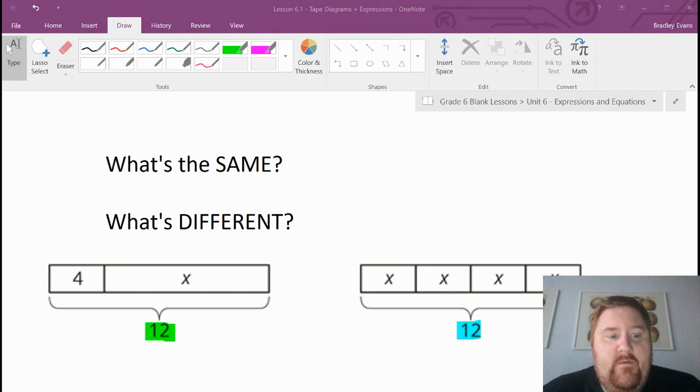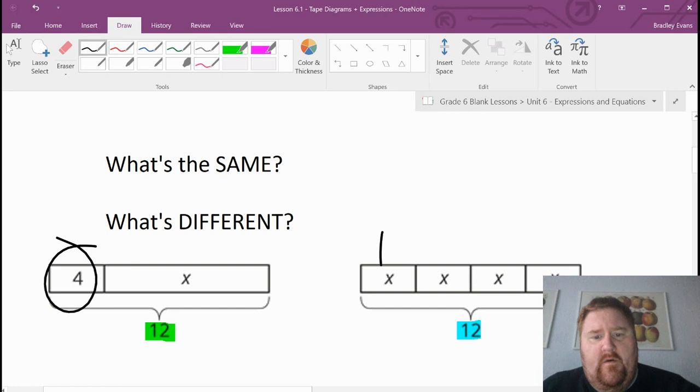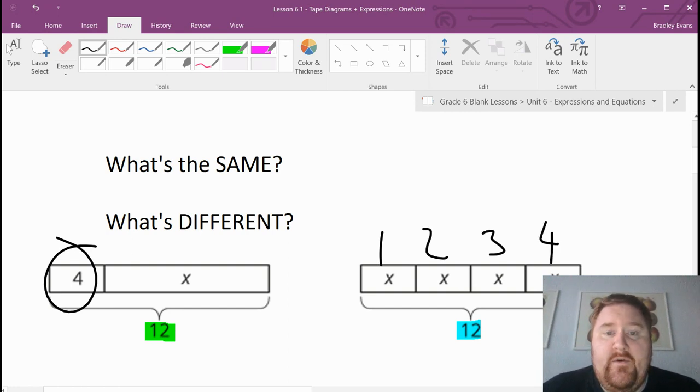But hopefully maybe you noticed that they both have a 12, for example. The totals are both 12. Maybe you notice that they both include an x. Maybe you notice that they both somehow or another include a 4. I can see a 4 right here, for example, and I can see 4 different parts here. So make sure you've uploaded what your thoughts are to Google Classroom.